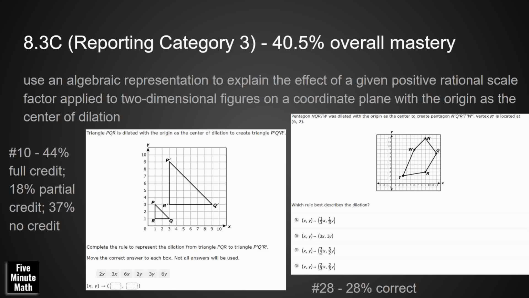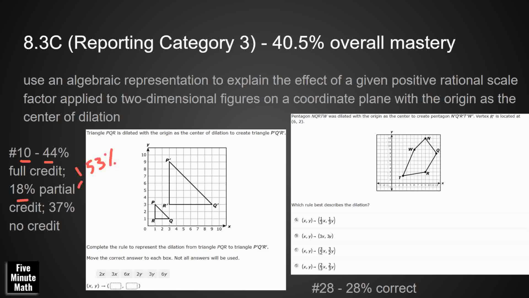So number 10, you see we had 18% partial credit, 44% full credit. Now, how we get our total percent correct here is we take half of our partial credit, that's 9%, add that to our full credit, 44, right? So we're looking at about 53% mastery. So even though number 10 was a tech enhanced item with the drag and drop, that one wasn't the hard one. It was number 28. But let's look at both of them.